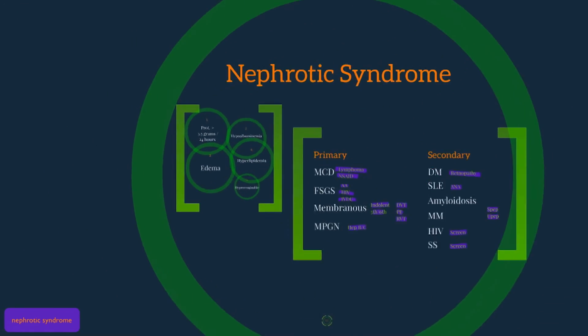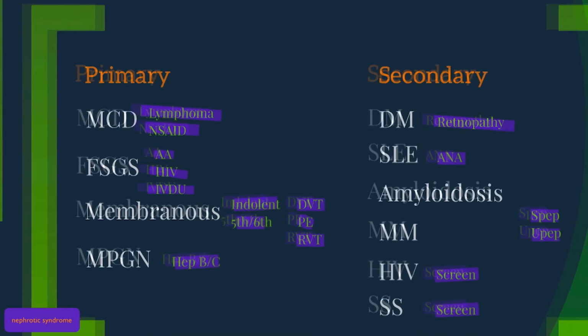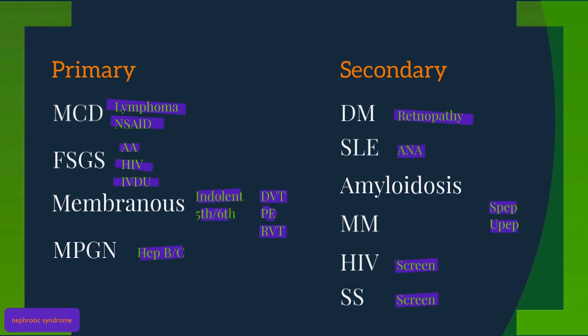So in summary, nephrotic syndrome has its four cardinal features plus 4A, as I've described, and can be categorized into primary and secondary causes as outlined below. That's nephrotic syndrome.